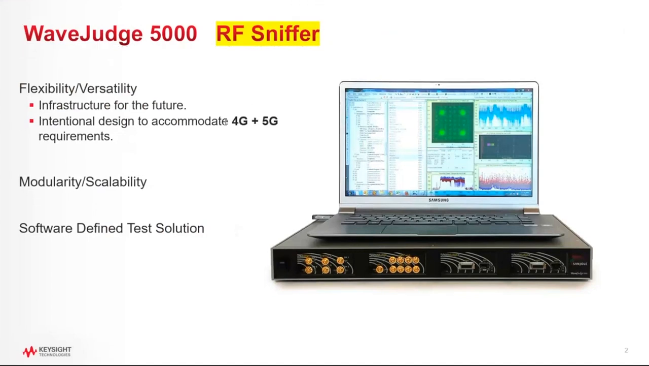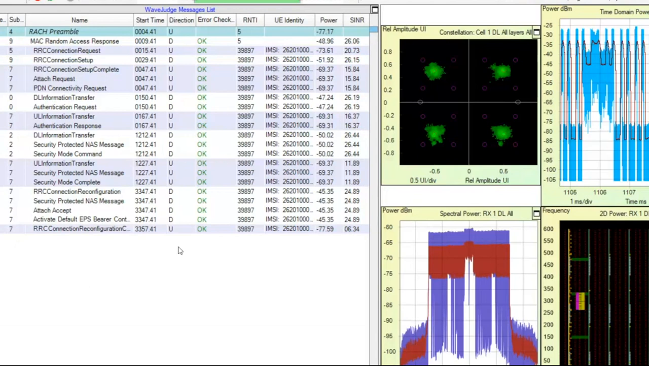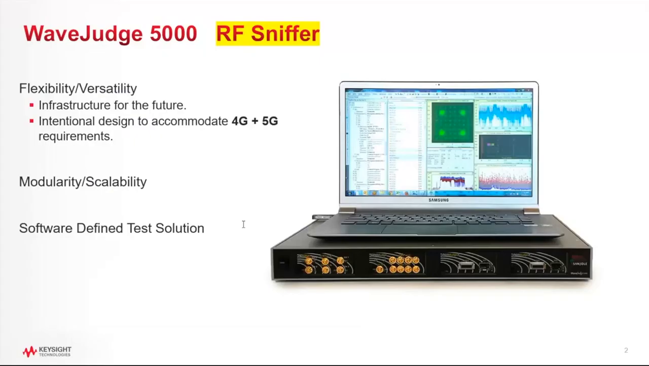It captures an RF signal for both 4G and 5G and gives you a lot of analysis, which I will talk about after the PowerPoint. So, basic overview: WaveJudge hardware captures the RF signal, 4G, 5G, and the software residing on the laptop will do the analysis.